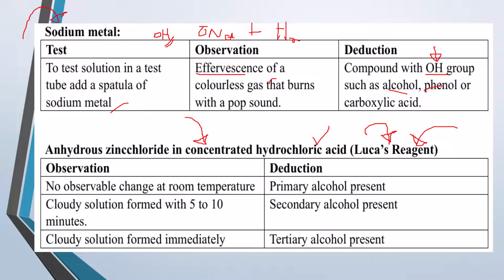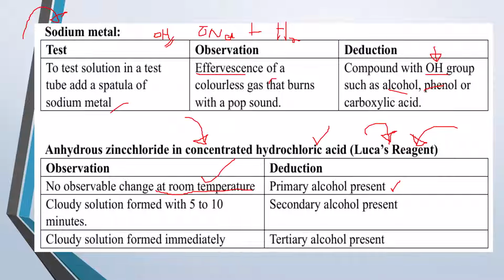So the observation for primary alcohols is going to be no observable change. But if you're stating it in theory, you make sure that this word is included. Without this, you don't qualify for any mark. So for primary alcohols, you're going to get no observable change if and only if it's at room temperature. So no observable change with primary alcohols if at room temperature. This condition must be clearly seen.